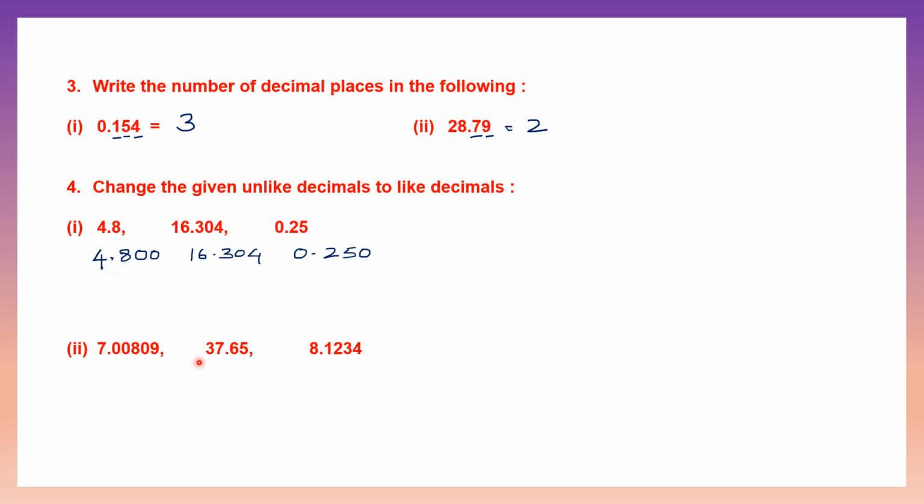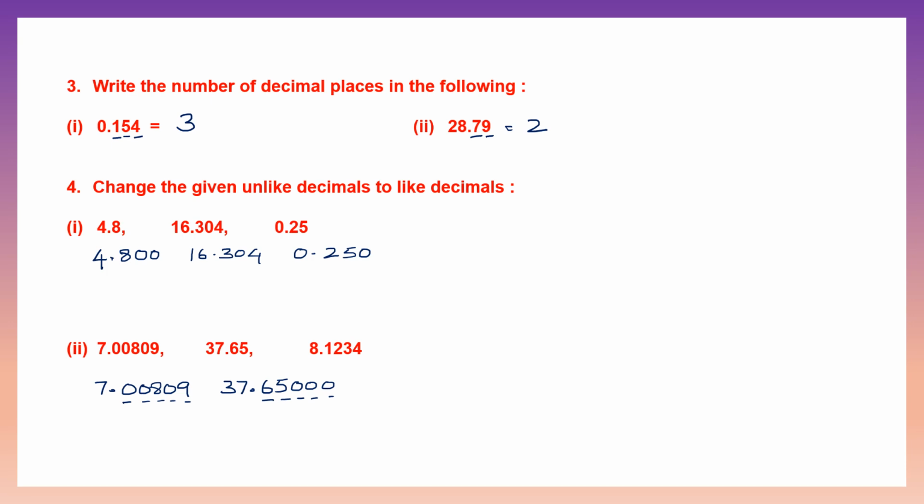Question 2. Now look for the number that has the maximum number of decimal places. 1, 2, 3, 4, 5. So this has the maximum number of decimal places. So that number can be written as it is, 7.00809. Let's take the next one, 37.65. It should have 5 decimal places because 1, 2, 3, 4, 5. We have 5 in the previous number. Here we have only 2. So to make it 5, we add 3 zeros. 1, 2, 3. So now there are totally 5 decimal places.